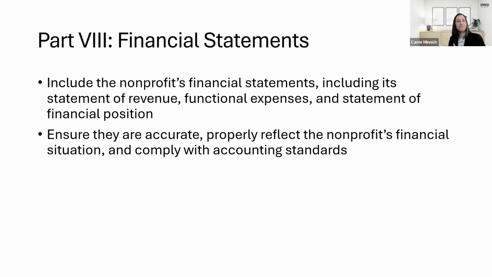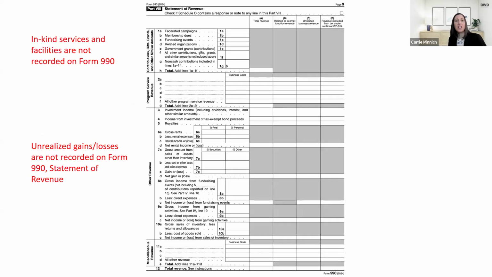Okay, moving on. Next section is the basics, the financial statements. So we really haven't talked about any numbers up until this point. So once we get to this part, this is really where the first numbers come. So these are your financial statements. This is your statement of revenue, and it kind of categorizes your revenue by different types. So we have contributions and grants, then we have program service fees, other revenues, miscellaneous revenue, as you can see.